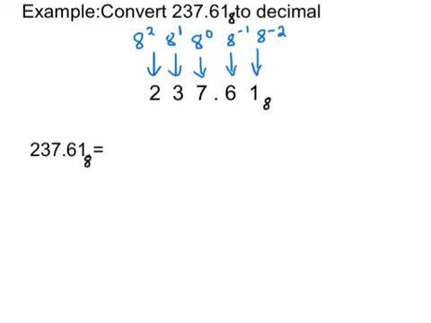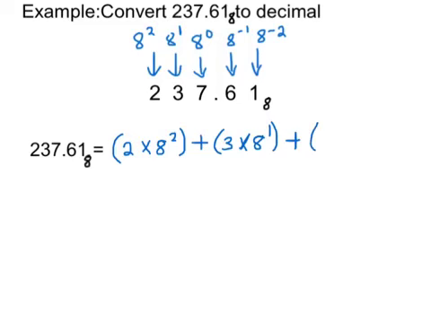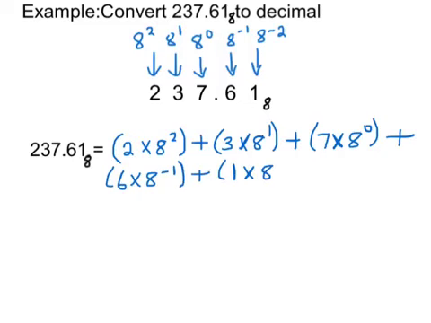Now, converting this to decimal, we have that 237.61 base 8 is equal to 2 multiplied by 8 to the power of 2 plus 3 multiplied by 8 to the power of 1 plus 7 multiplied by 8 to the power of 0 plus 6 multiplied by 8 to the power of minus 1, and lastly plus 1 multiplied by 8 to the power of minus 2.